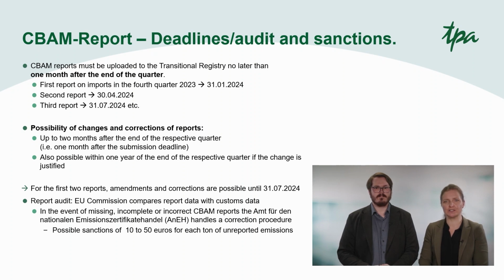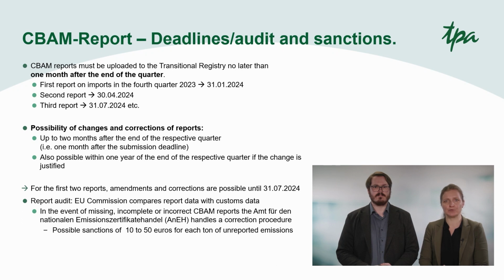For the first report, it was possible to apply for a 30-day extension of the submission deadline. If a report has already been submitted one time, changes and corrections can be made up to 1 month after the CBAM report submission deadline. In addition, the CBAM report can still be corrected within 1 year after the deadline if the request is justified. The first 2 CBAM reports can still be amended and corrected until the 31st of July 2024, for example, until the deadline for the third CBAM report.